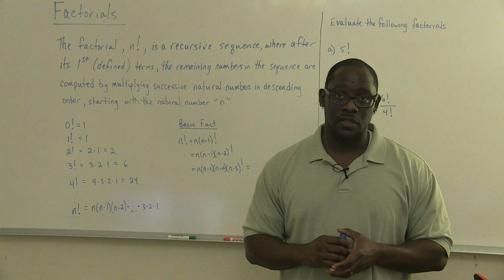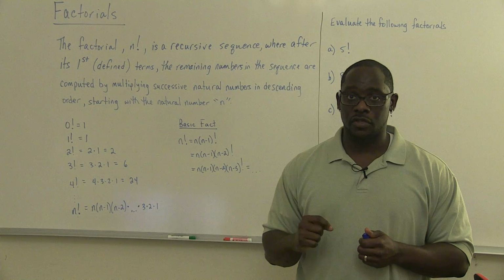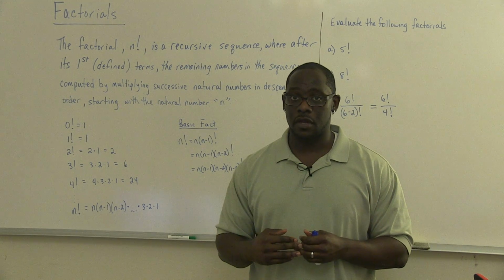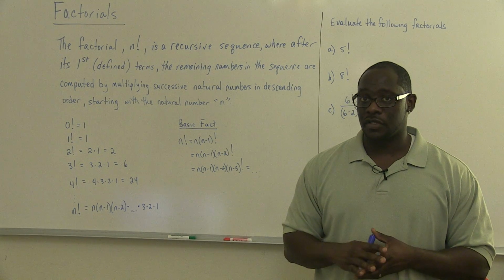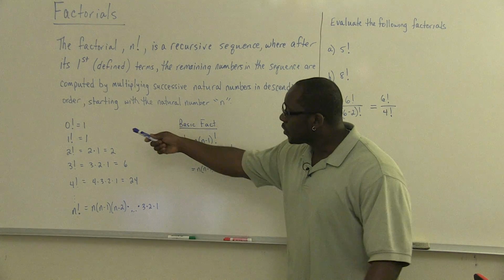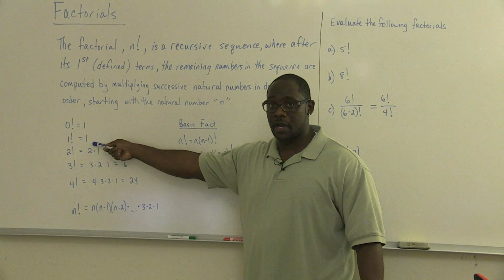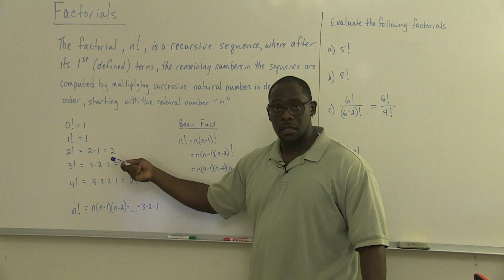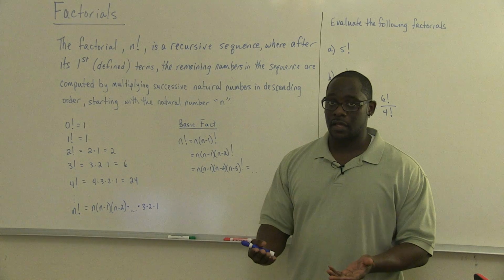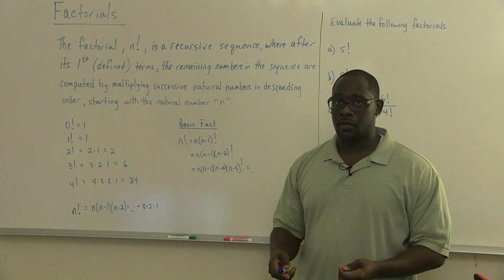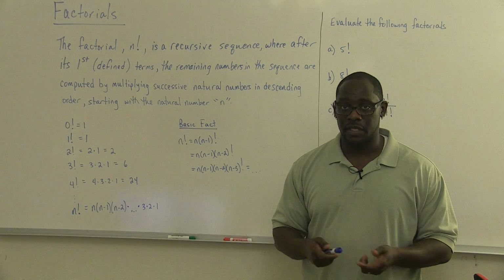A recursive sequence is a sequence where you have predefined terms for the first 1 or 2 terms, and then afterwards you have a pattern that commences for the remaining terms. And our factorial pretty much does that. So as we see here, 0 factorial is defined to be 1. We have 1 factorial that's defined to be 1. And then to get the remaining numbers within the sequence for the factorial, we take whatever the natural number is that we want, and we keep on multiplying it by successive natural numbers in descending order until we get to 1.